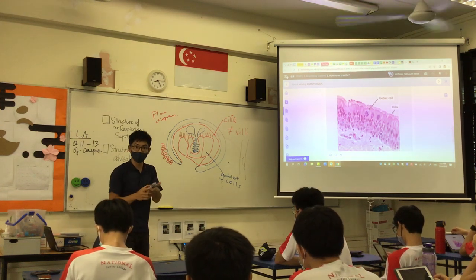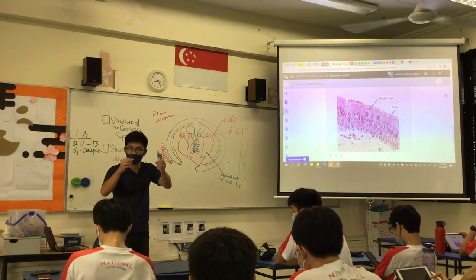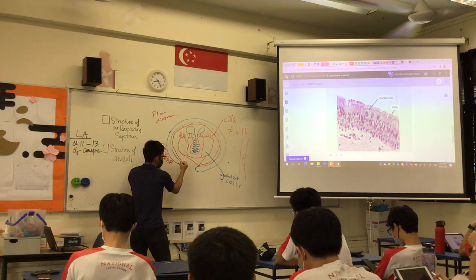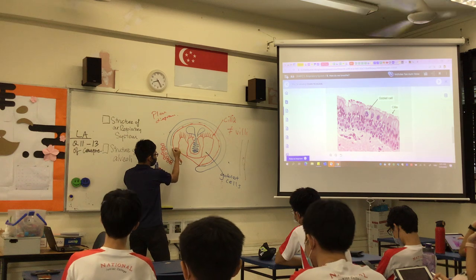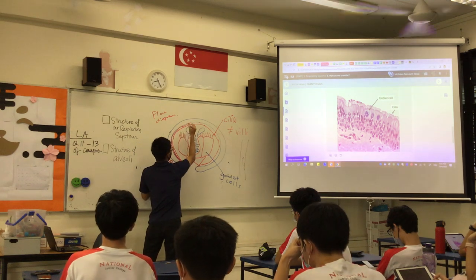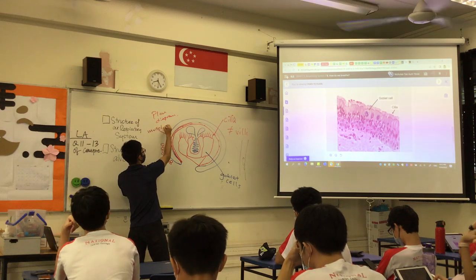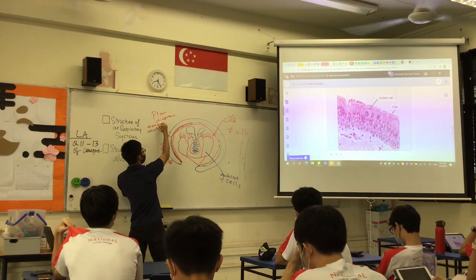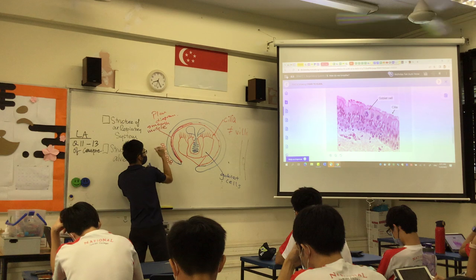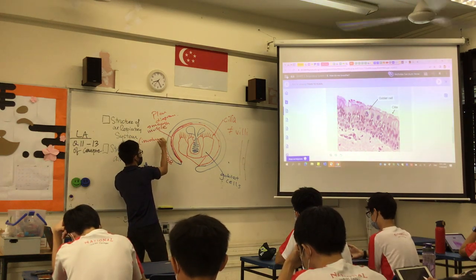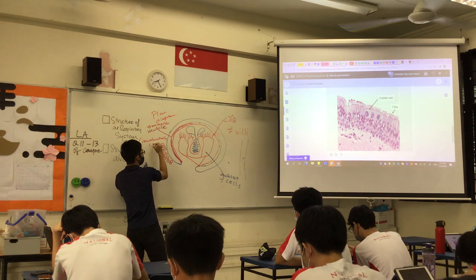Okay, other than the layer of goblet cells on the innermost layer, there's one more layer over here underneath the goblet cells. Underneath the goblet cells there's a layer of muscle. We call this smooth muscle. Smooth muscles are muscles you control involuntarily.